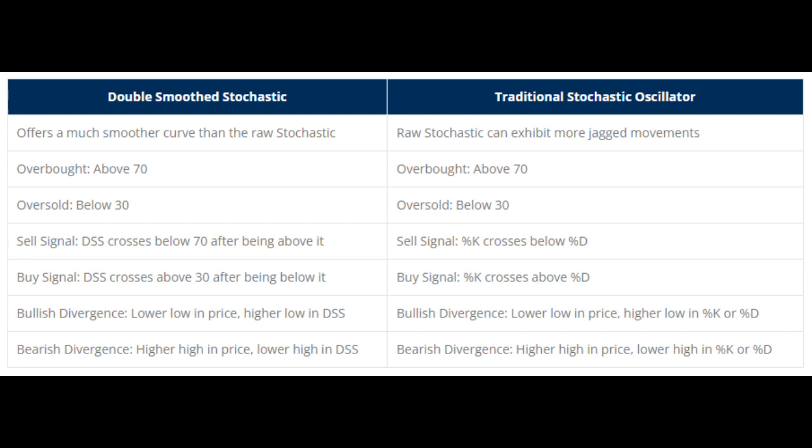So how is it different from the traditional one? Well, a few ways. The raw one can produce choppy signals in volatile markets. The DSS is going to give you a smoother, a more responsive way to interpret the data. Using the exponential moving averages, it also has two different periods where the traditional one uses simple moving averages. There's also slightly different buy and sell signals compared to the traditional stochastics.